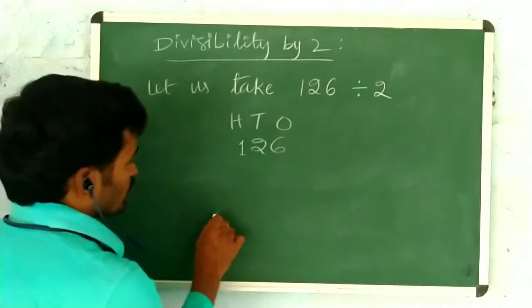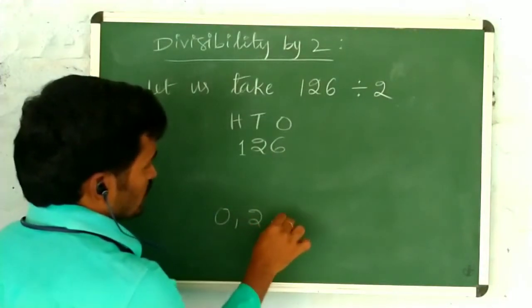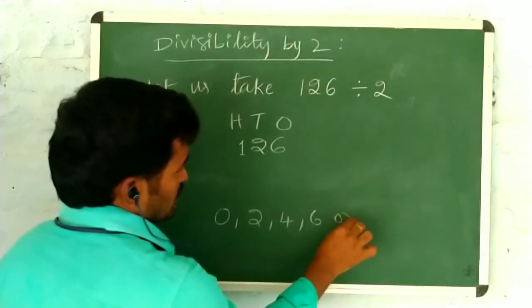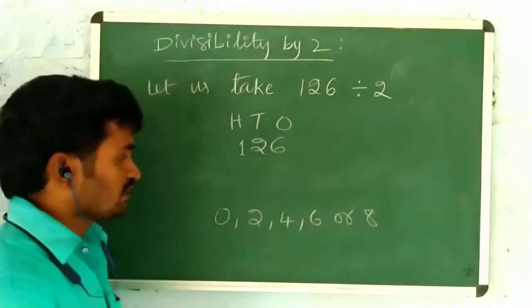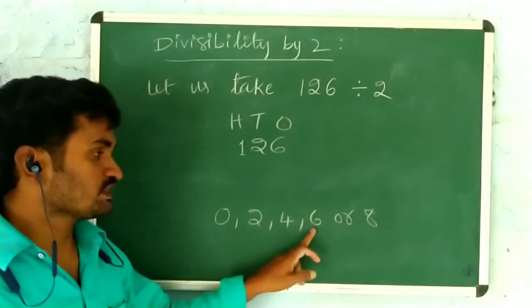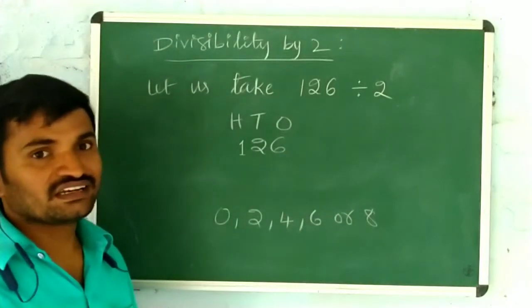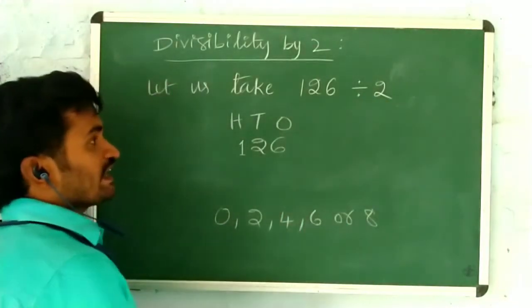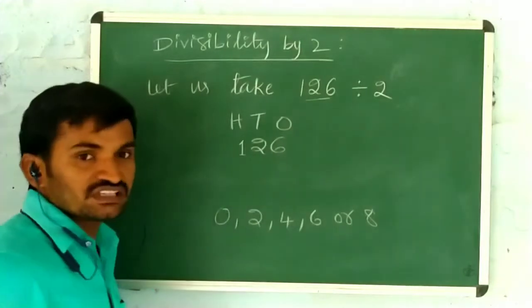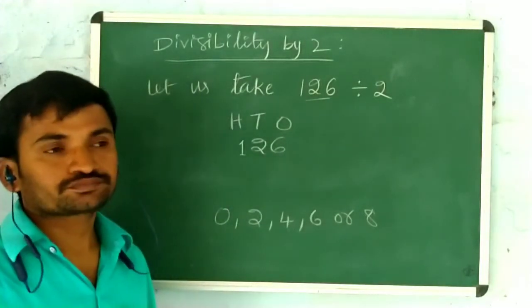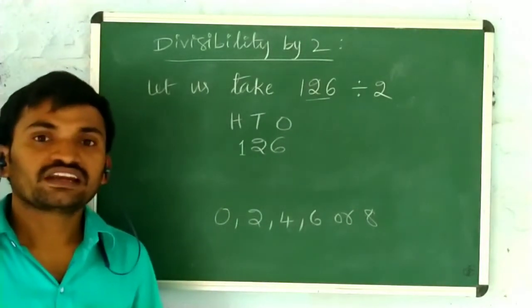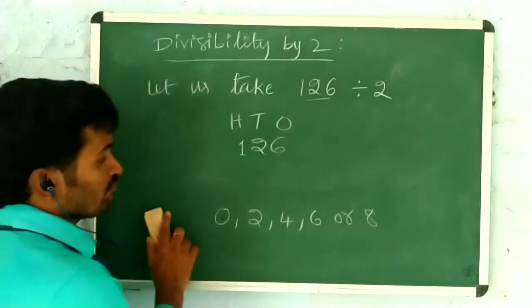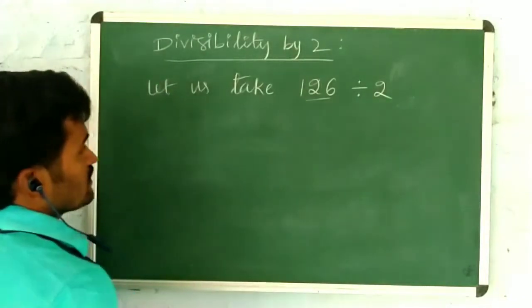Already we learnt about divisibility by 2. Means what? If any number has 0, 2, 4, 6 or 8 in its ones place, then that number is divisible by 2. It means directly we can say 126 is divisible by 2. It means we can get remainder exactly 0.